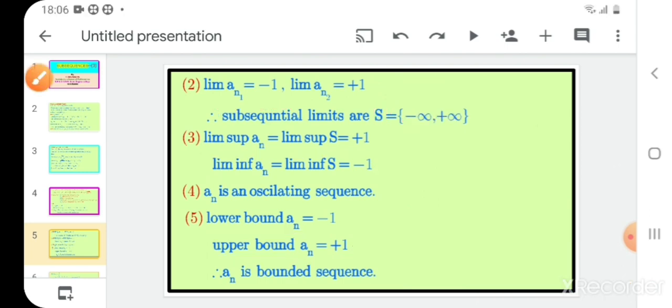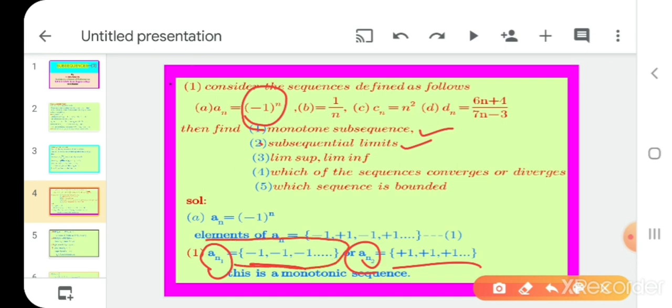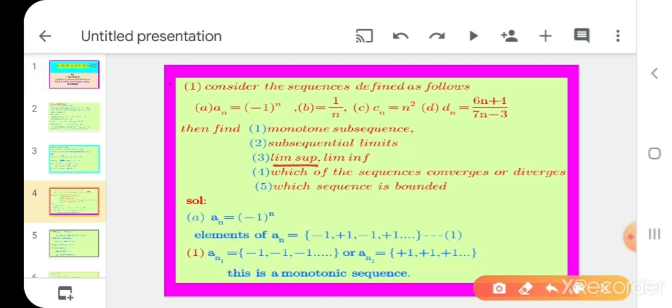Okay. Next. See here, the given sequence is minus 1 whole power n. First one is, the sequence has a monotone subsequence. Why? This is a constant sequence, so every constant sequence is monotone. So we write this is a monotone sequence. Next one is the subsequential limit. First subsequence limit is minus 1 and second subsequence limit is plus 1. Therefore, capital S equals what we wrote? Minus 1 comma plus 1.